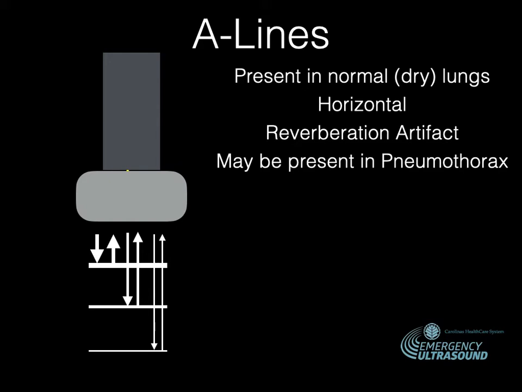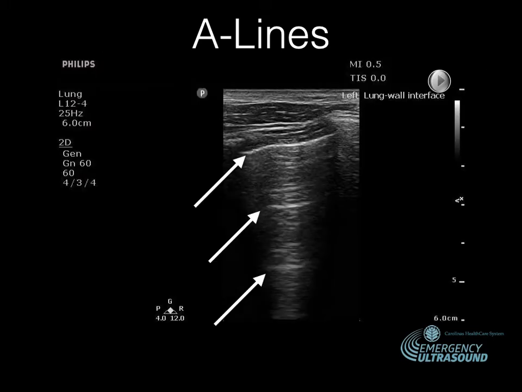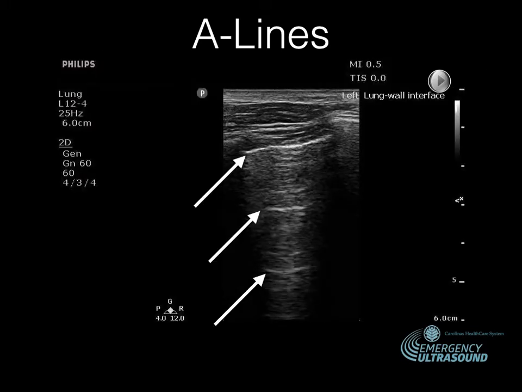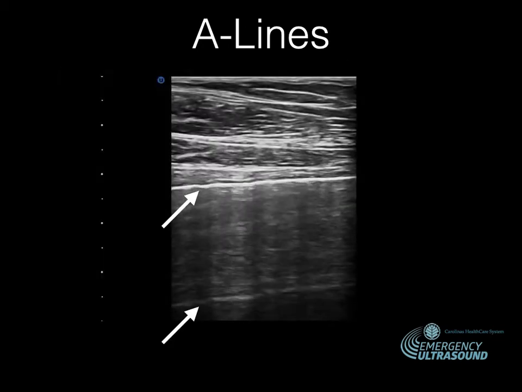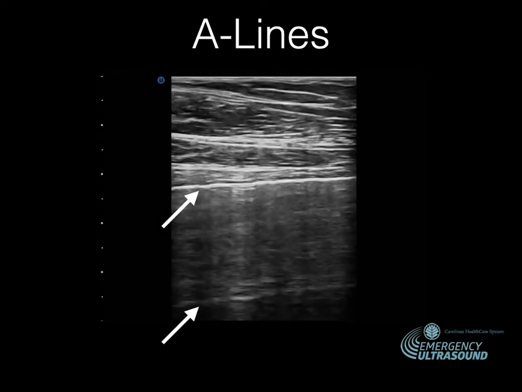This is normally present in dry lungs. It's a horizontal reverberation artifact. It might also be present in a pneumothorax. So here's what your A-lines look like. We can see those nice, bright, horizontal, evenly spaced lines. The arrows are pointing at them to make it a little bit easier. So those are your A-lines. And here's another example of A-lines here.